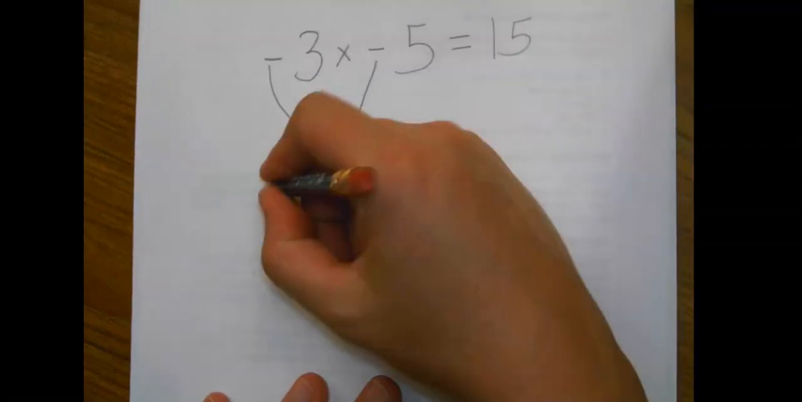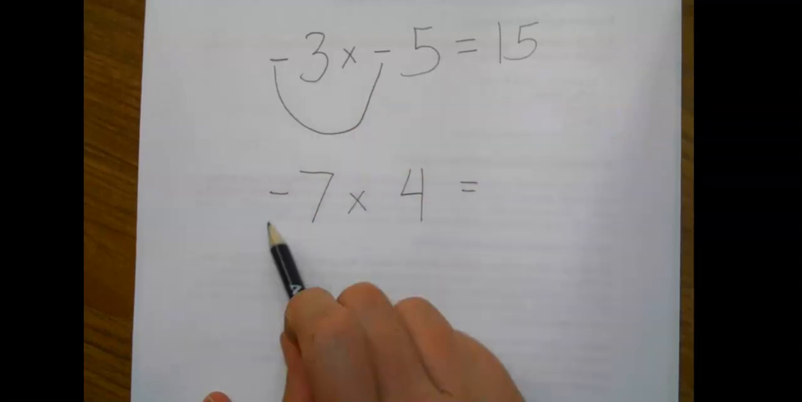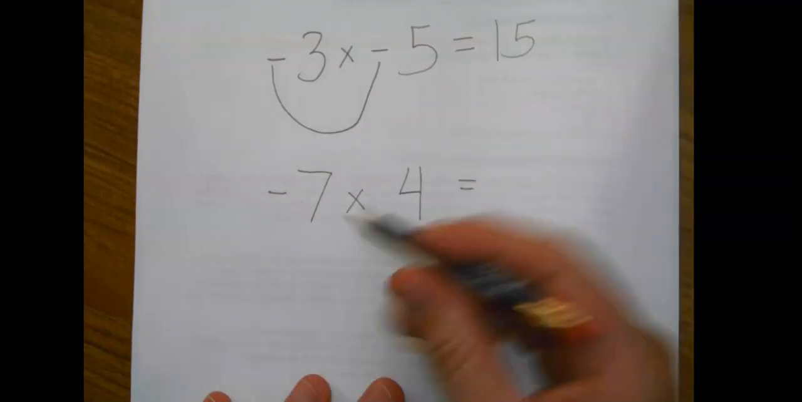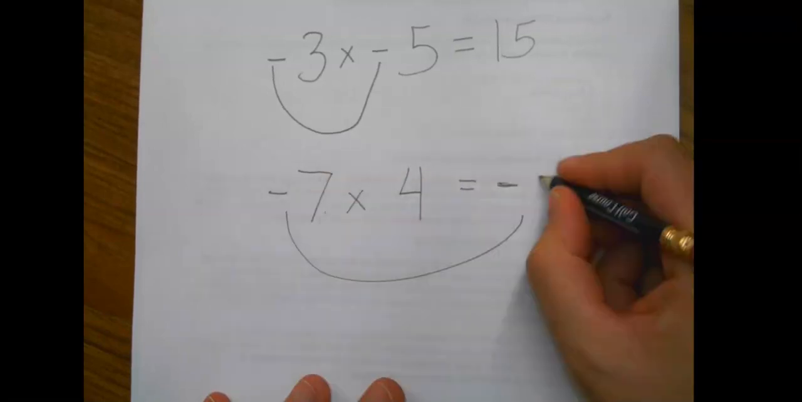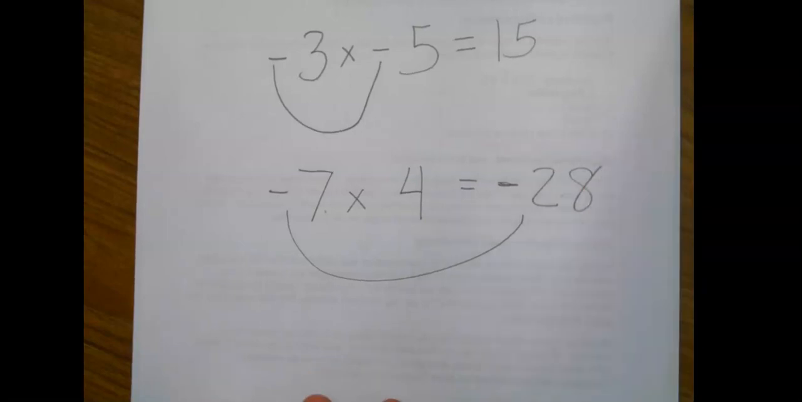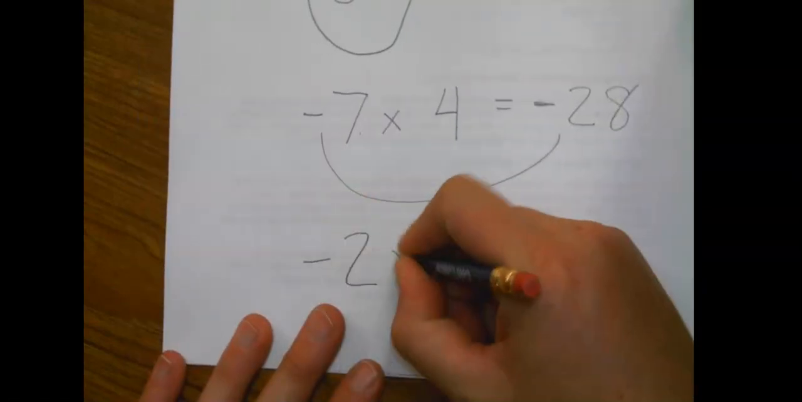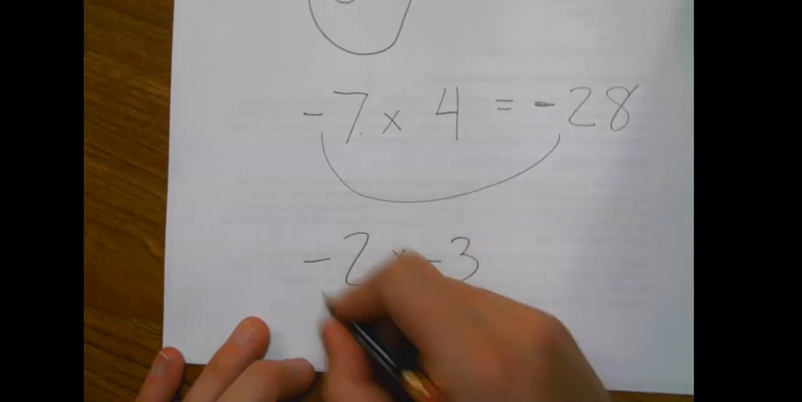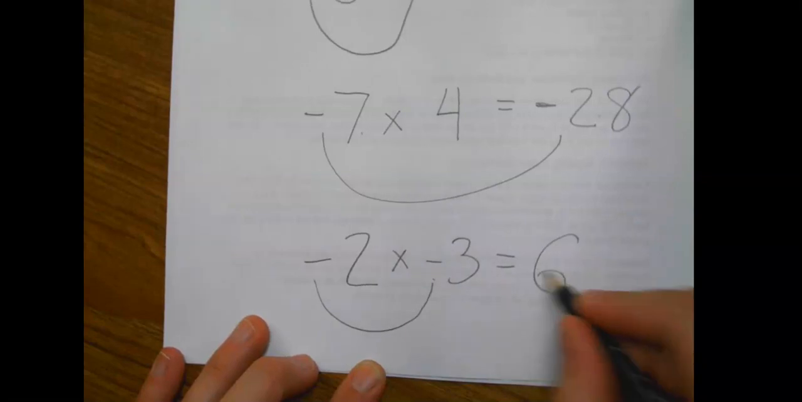But if I have something like -7 times 4, this negative is lonely. He doesn't have anybody to be a friend with, so we're going to give him a friend. Here, 7 times 4 is -28. If I have something like -2 times -3, they have friends, so they don't need an extra friend.